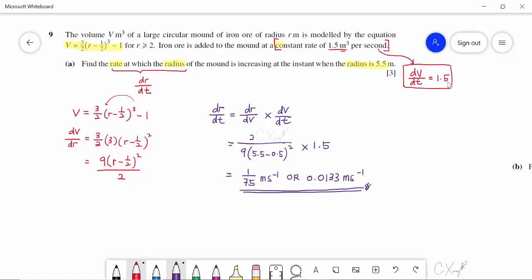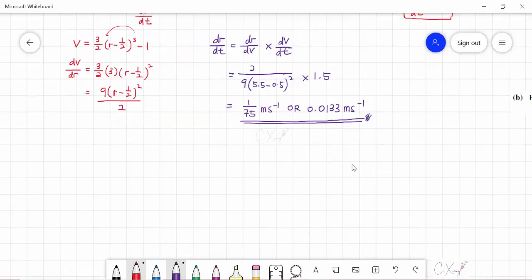All right, so this is actually the rate of change of the radius. And we know that it is increasing because the value that we get here is a positive value, so we fulfill what they said. All right, it is an increasing rate. Okay, then now we continue to part B.